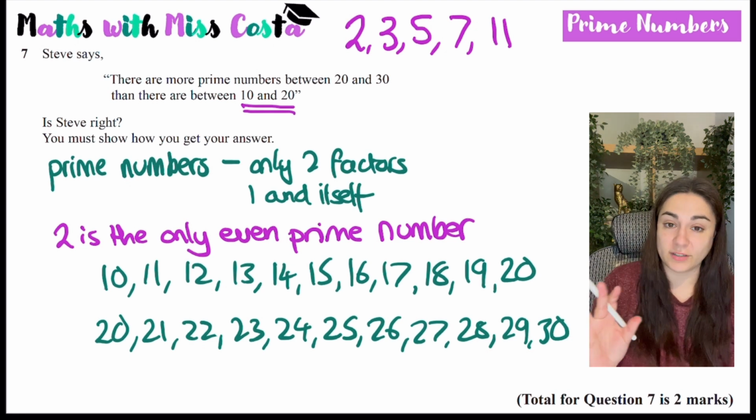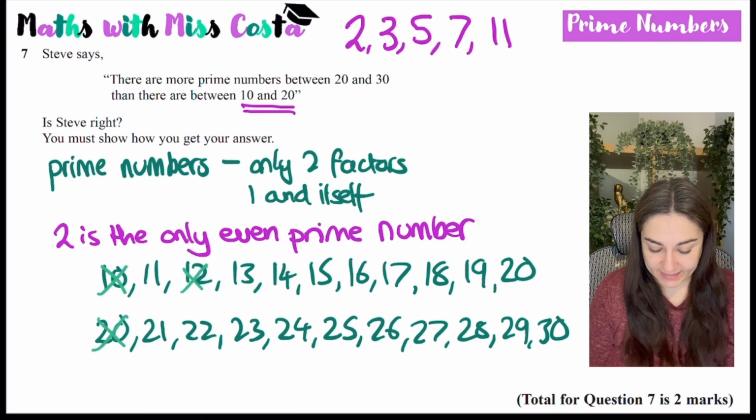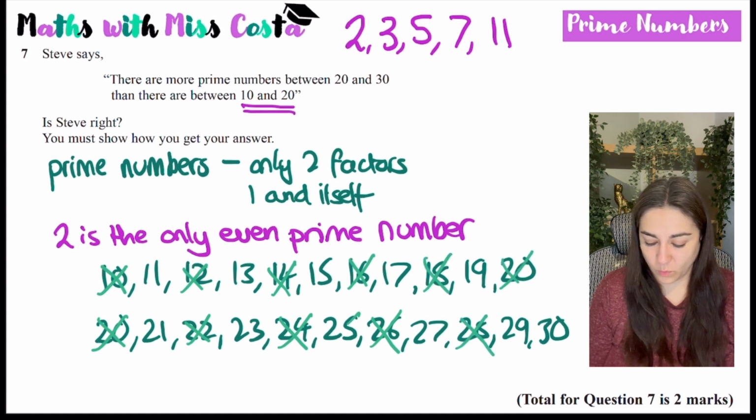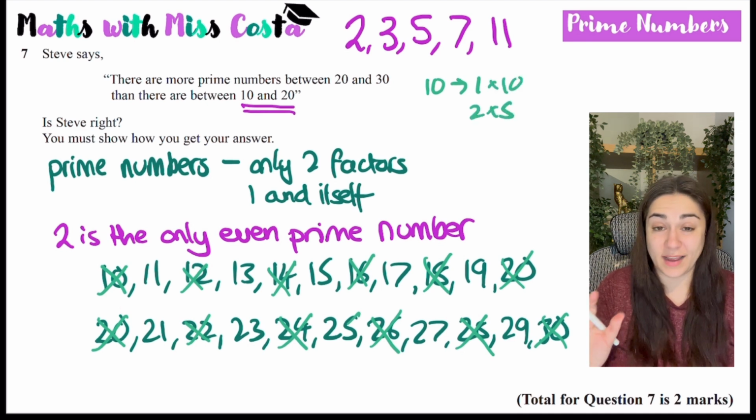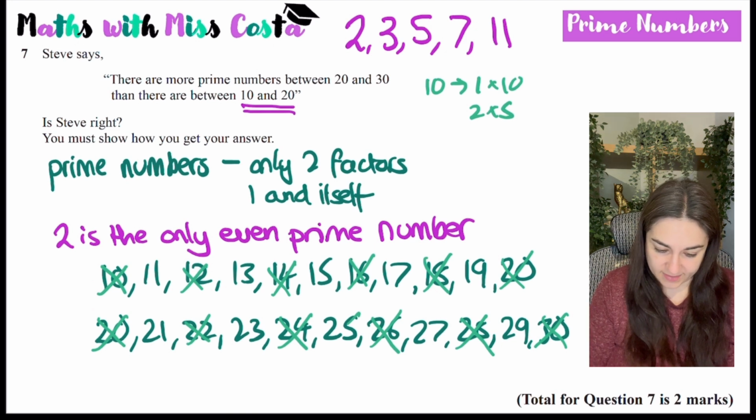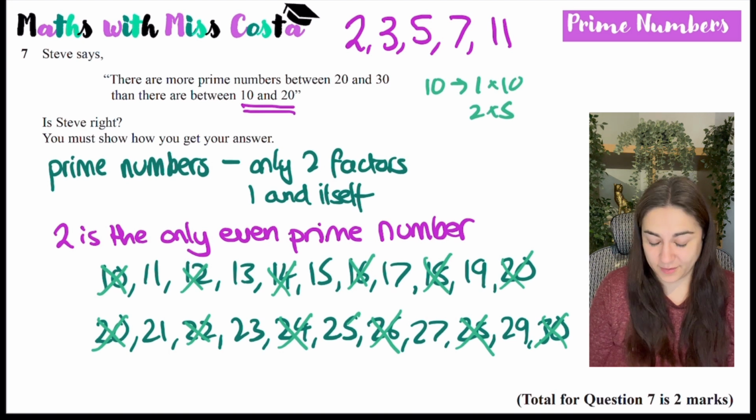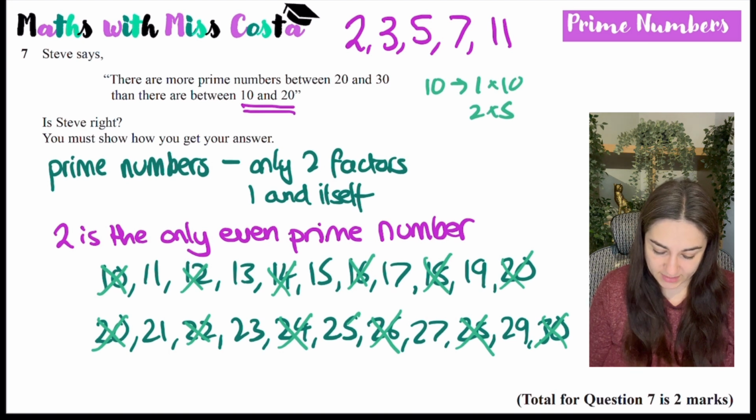Automatically I can cross out any even number, because that means they are in the 2 times tables, and that means that they will have more than 2 factors. For instance, 10 has a factor of 1 and 10, but also 2 times 5. That's why no even number will ever be prime, because it will have itself times 1 and also 2. Then I can do anything in the 3 times tables. If you know your 3 times tables, we know that 15 is the only one left over, and then 21 is in the 3 times tables, and 27 is in the 3 times tables.